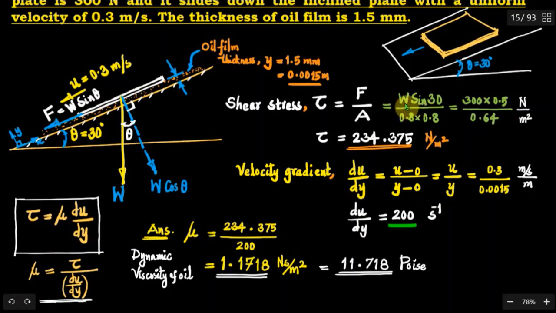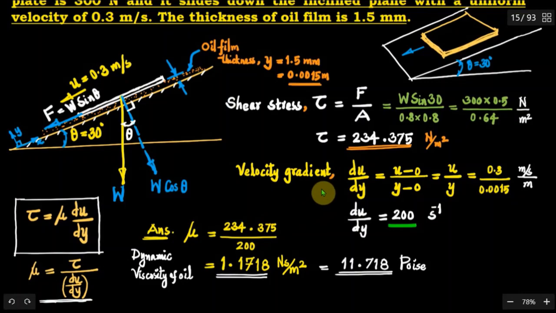So W is 300, and theta is 30 degrees, so 300 into sin 30, which is 0.5, divided by the area of the square plate, which has side 0.8 meter. Therefore the area is 0.8 into 0.8, that is 0.64 meter square. So shear force divided by shearing area, that is the area of the plate in contact with the oil film, in this case 0.64, the area of the plate itself. So we found the shear stress as 234.375 Newton per meter square or Pascal.